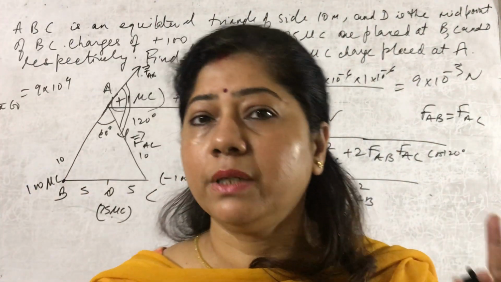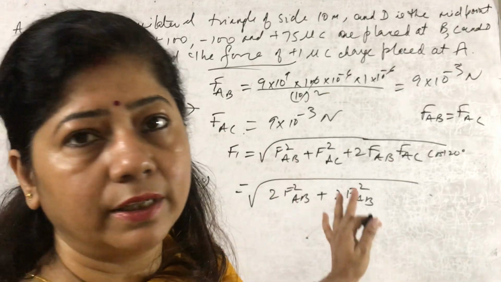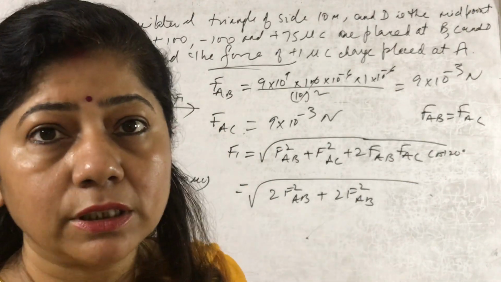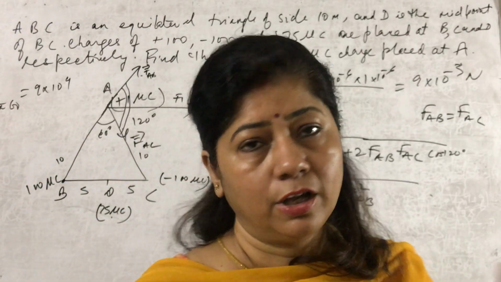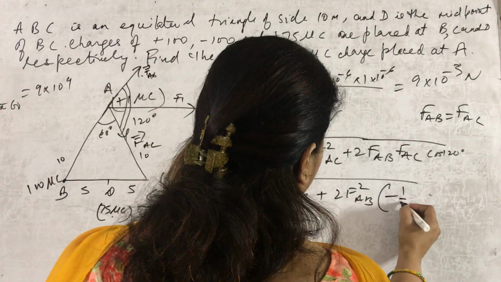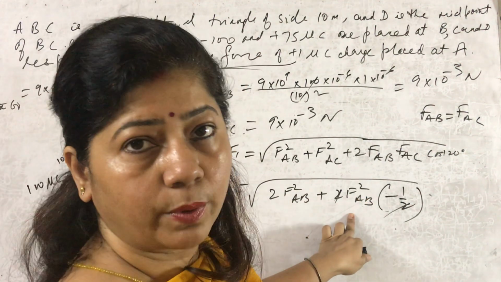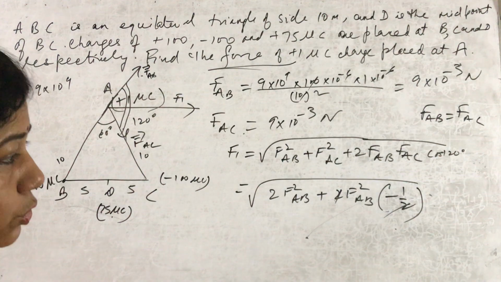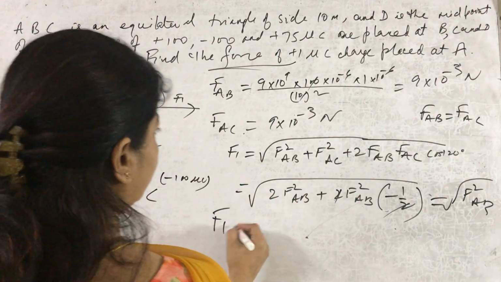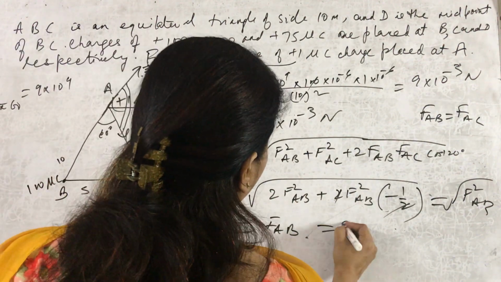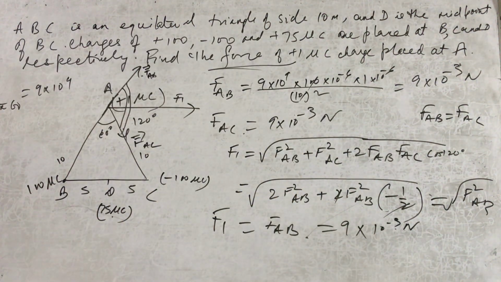So I would advise, please go through some of the known values clearly from the very beginning so that you don't find it difficult while solving the sums. We want to make our steps easy. So instead of cos 120 degree, I will write minus cos 60 degree, and cos 60 degree is half. So we get half minus half. The half cancels, so it is 2F square AB and this is minus F square AB. So what you get is the root of F square AB. So finally F1 is also equal to FAB. It means the value of F1 is 9 into 10 to the power minus 3 Newton. So you have got the force here.